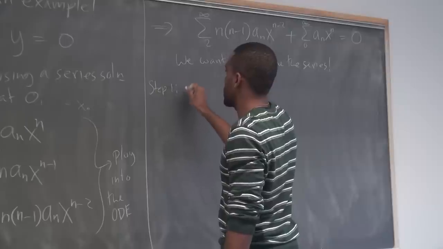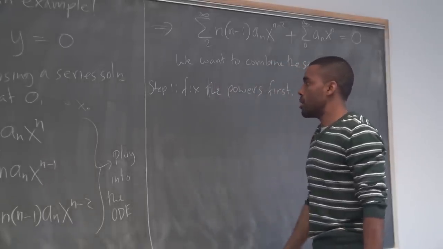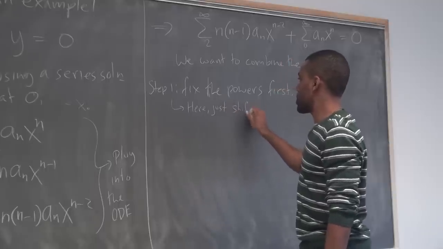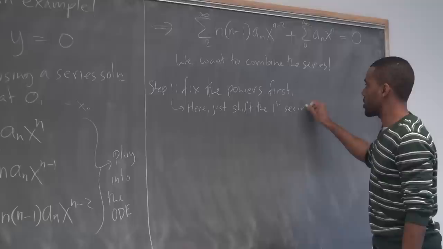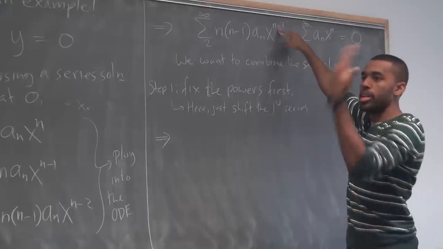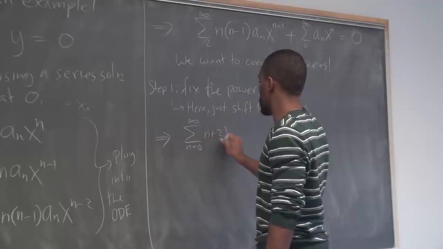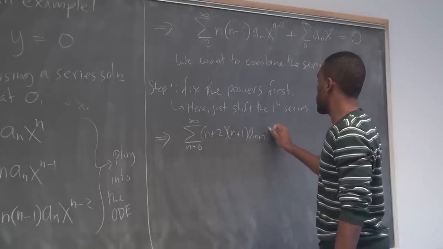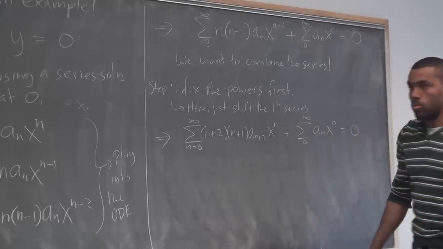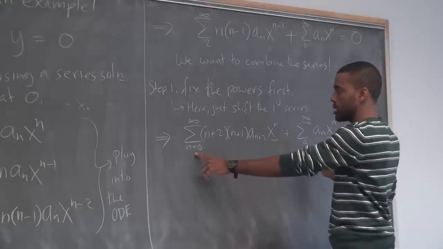Step one, fix the powers, right? Always fix the powers first. This means, in this case, just shift the first series. Which means I can make this a similar term to get this to be x to the n. Literally just replace all n's with n plus 2. So now you'll notice the powers are the same. And it turns out the indexes are the same as well.